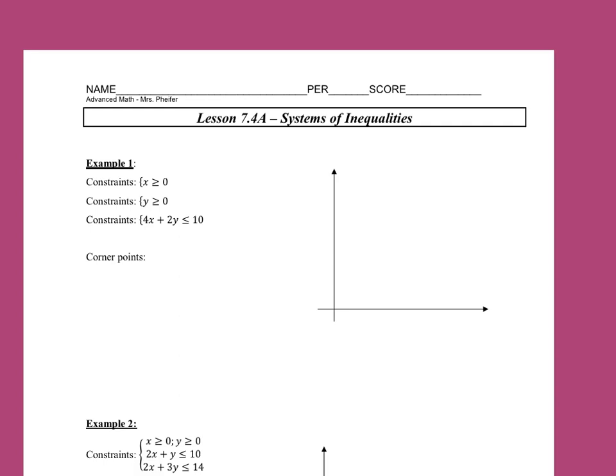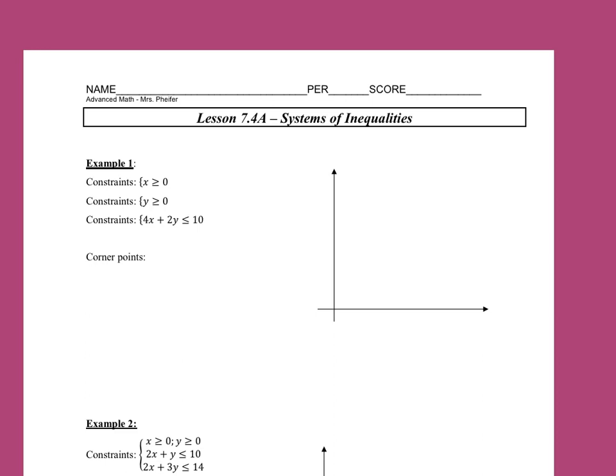Alrighty, here we are ready to start another week, and we will be finishing up Chapter 7 this week. We've got Lesson 7.4 as the last lesson. We're going to break it up into Lesson 7.4a and then 7.4b, and that'll wrap up the whole chapter on systems.